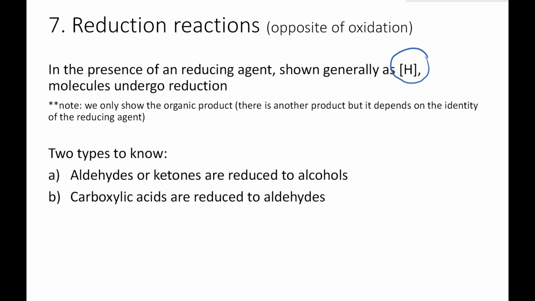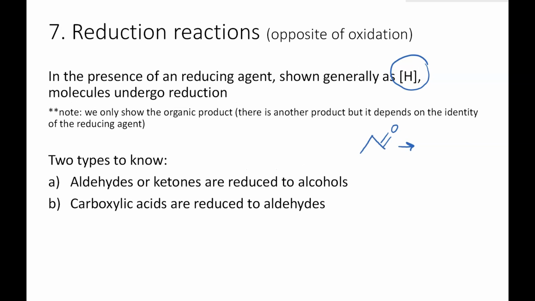So for example, if you start with an aldehyde like propanal, it could become, sorry, I forgot the reducing agent. So it will become 1-propanol, okay, whereas if you start with acetone or propanone and you add a reducing agent, you'll get 2-propanol or isopropyl alcohol, which is rubbing alcohol.